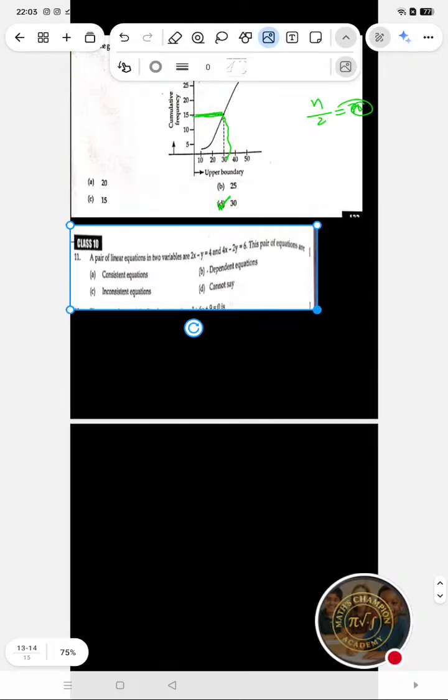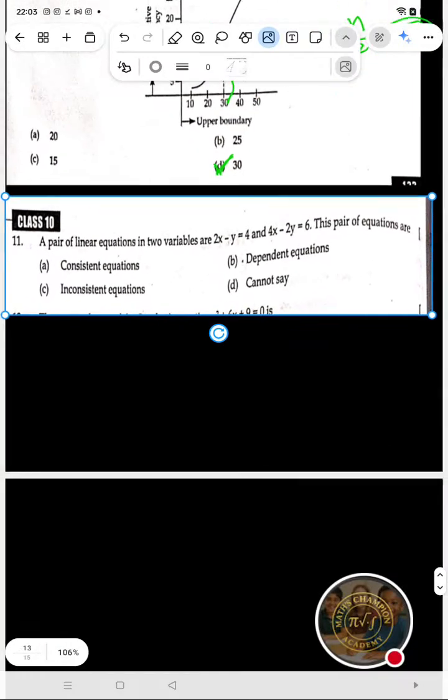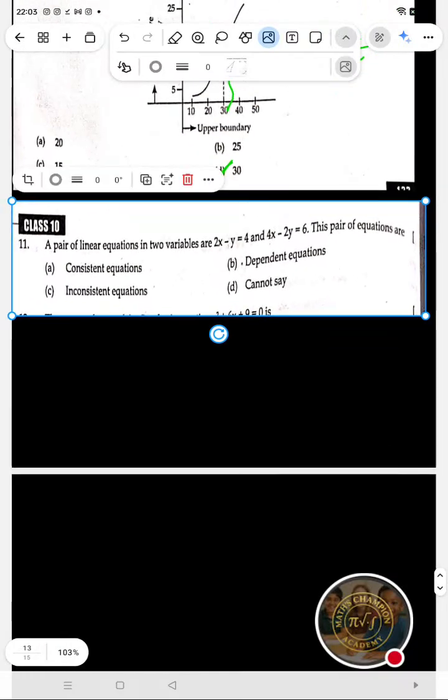Now look at this question. A pair of linear equations is given. Two equations are given. We have to find whether the pair of linear equations is consistent or inconsistent, depending on that.